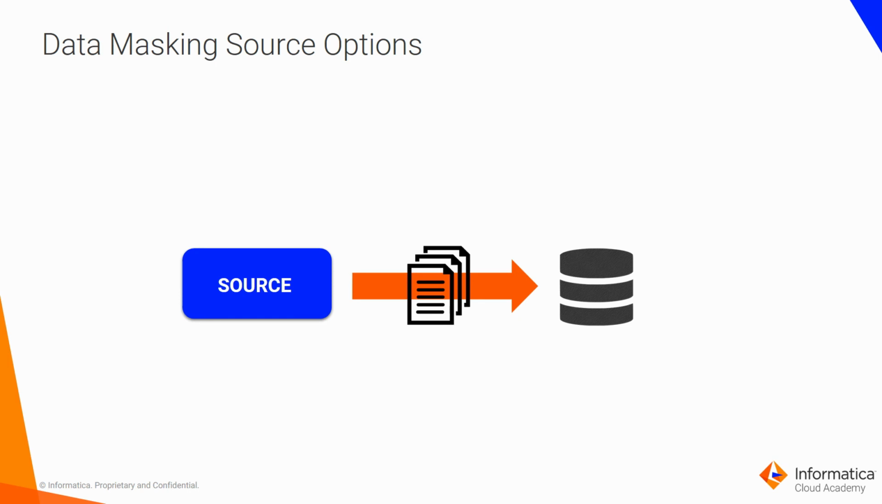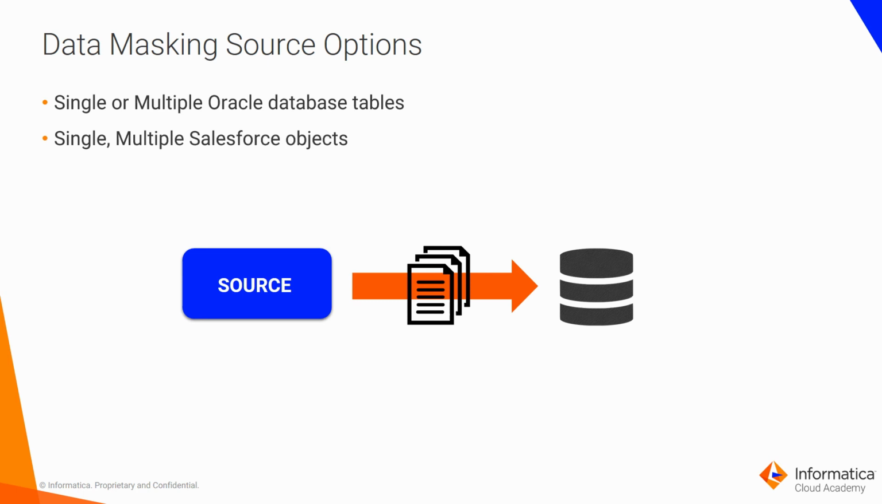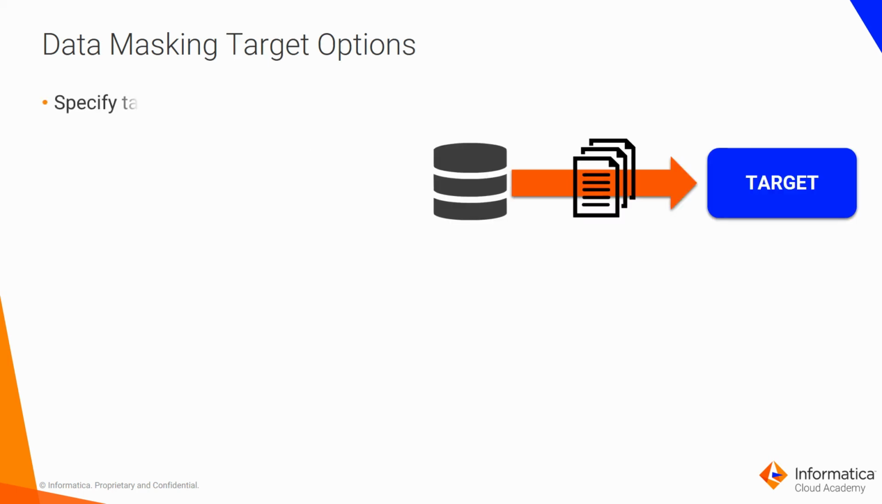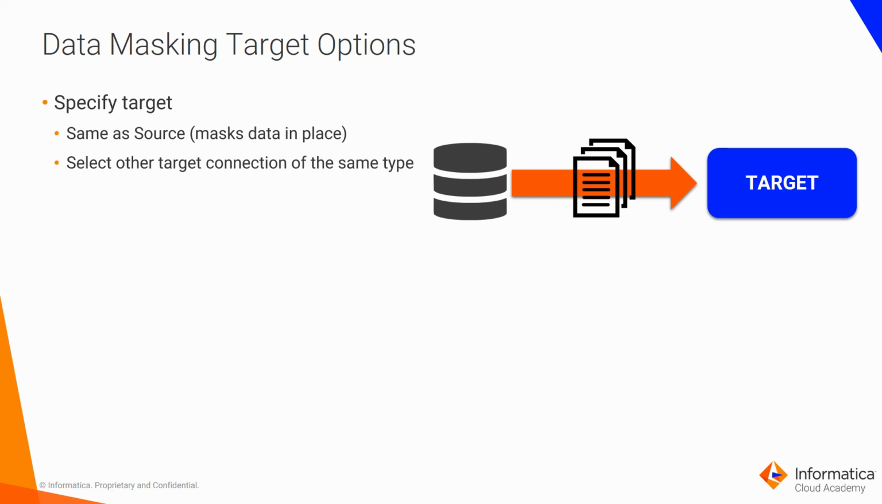When configuring a data masking task, you get a multi-step wizard, just like the other applications we have looked at in previous modules. On the source step, you have the option to choose single or multiple Oracle database tables. For Salesforce sources, you can choose single or multiple objects. On the target side, you can either choose a same as source option for masking data in place. If you have a Salesforce source, you can select another Salesforce connection for your target. And if you have an Oracle source, you can select another Oracle connection for your data.